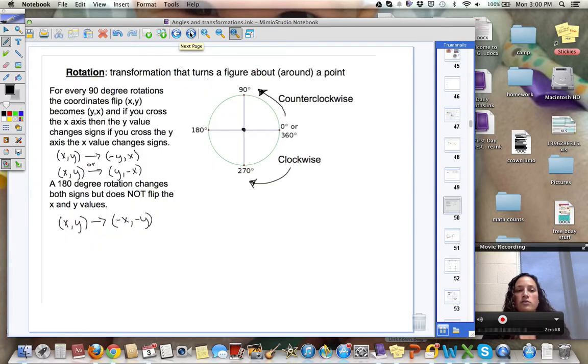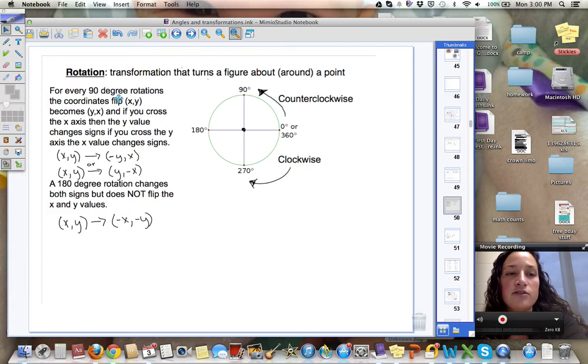So for a rotation, it's a transformation that turns the figure around a point. For our case, we're always going to rotate about the origin, the middle of the graph. So everyone should be writing this down. Press pause and then press play when everyone's done writing it down so I can explain it.